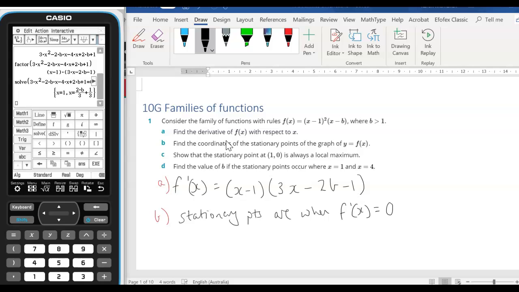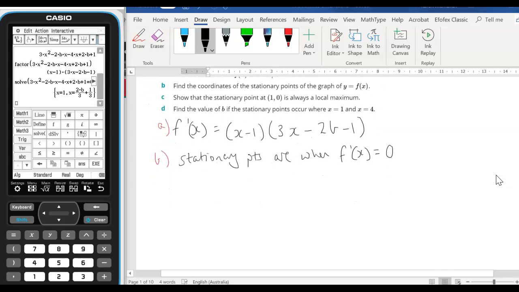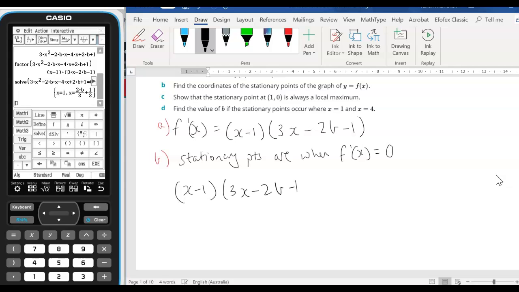So if you wanted to let it equal 0, so basically (x - 1)(3x - 2b - 1) = 0. So using the null factor law, that means x - 1 has to equal 0, or 3x - 2b - 1 has to equal 0. So that's how we get x equals 1, and we can see that on the calculator.